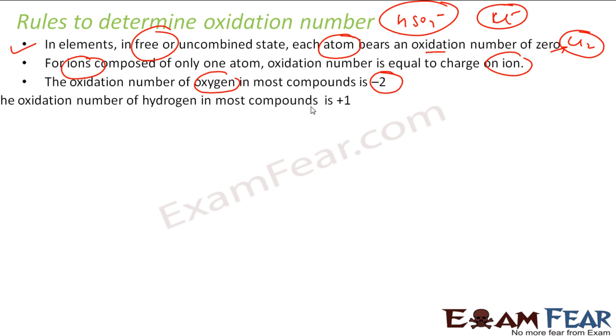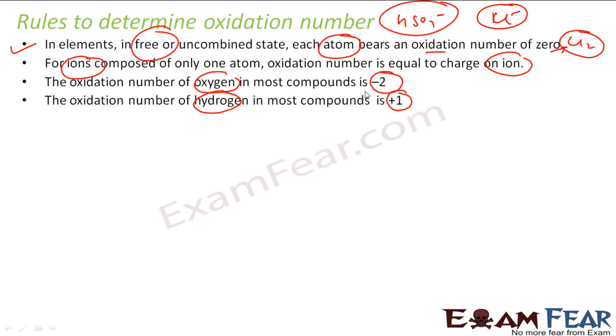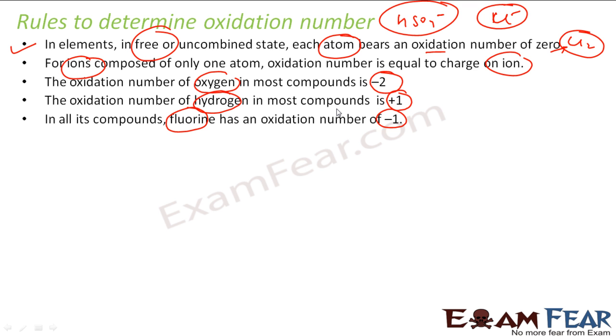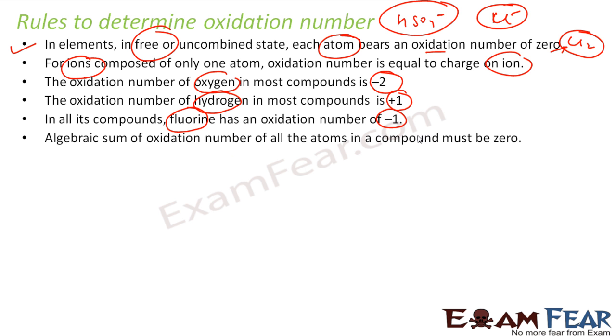There are exceptions to it, we'll discuss that. The oxidation number of hydrogen in most compounds is +1. Again, there's an exception to this, we'll discuss that. The oxidation number of fluorine is -1, and for other halogens it can vary. We'll discuss this in detail. The algebraic sum of all the oxidation numbers is 0 for a given compound. For example, in water, this is -1, this is -1, this is +2. If you add all, -1, -1 is -2, +2 is 0. So the algebraic sum of oxidation numbers of all the atoms in a compound must be 0.